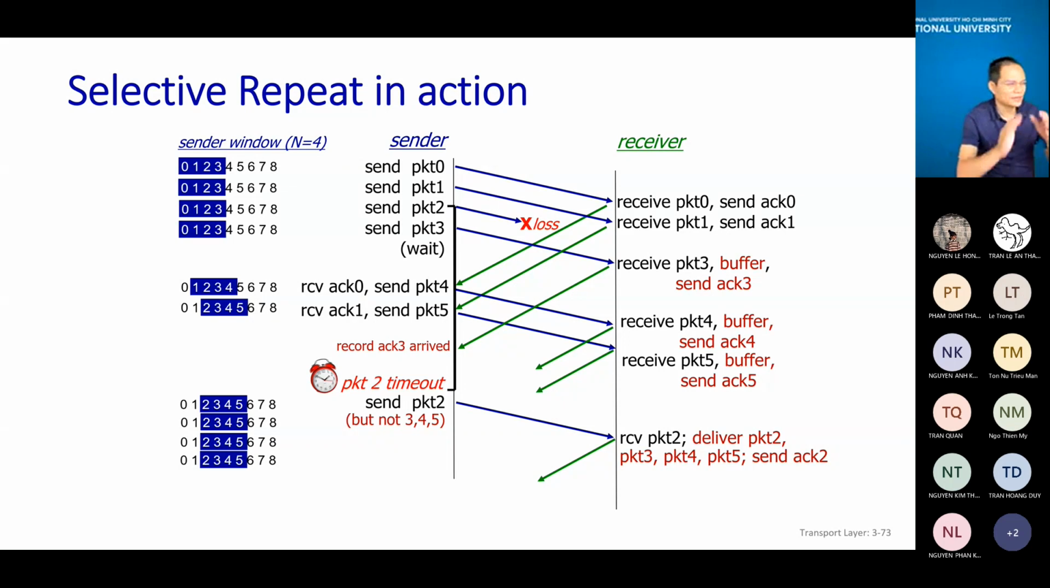Can you tell me which protocol, between these two protocols, Go-Back-N and selective repeat, is more effective than the other in terms of utilization? In terms of effectiveness, which one is more effective?